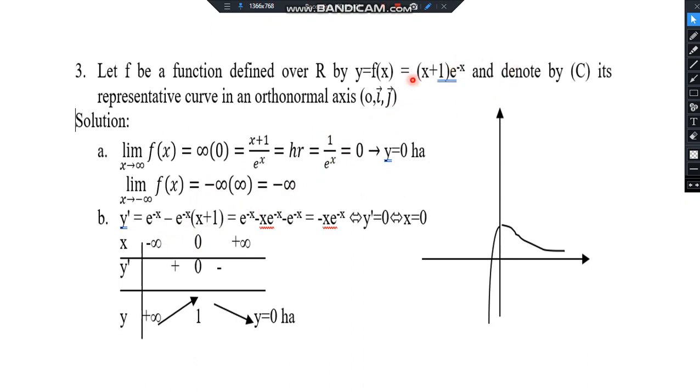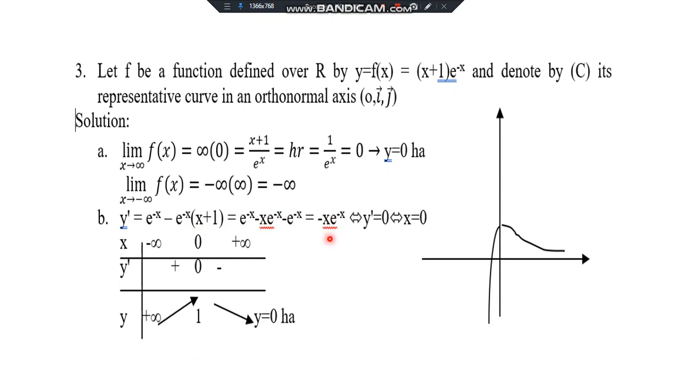If you do the derivative, this is of the form u times v, so this is u, and this is v. Derivative of u, u prime, is 1 times e^(-x). Derivative of e^(-x) is minus e^(-x) into x plus 1. So if you expand, you're going to get e^(-x) minus e^(-x) minus x e^(-x). These two cancel out. You're left with minus x e^(-x).